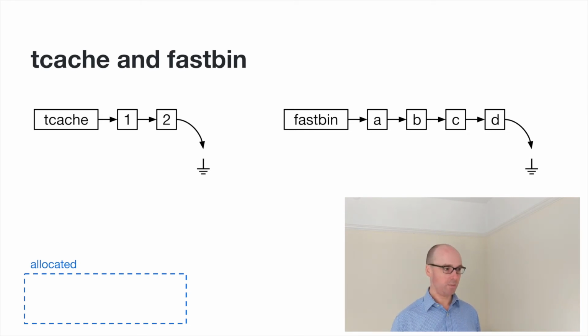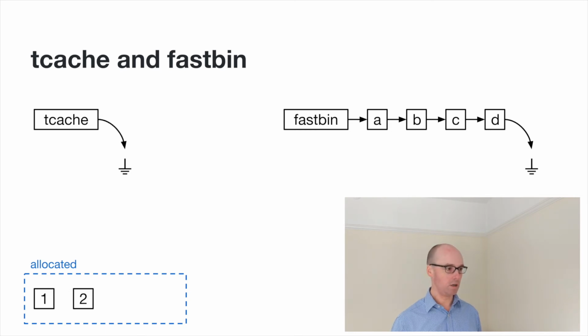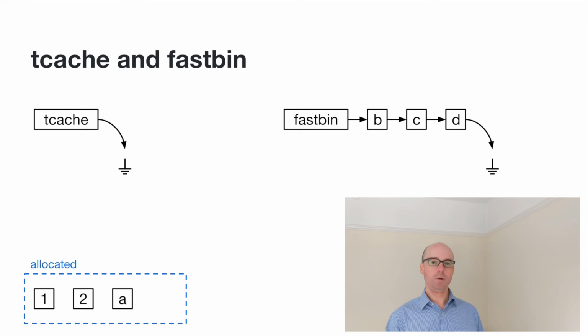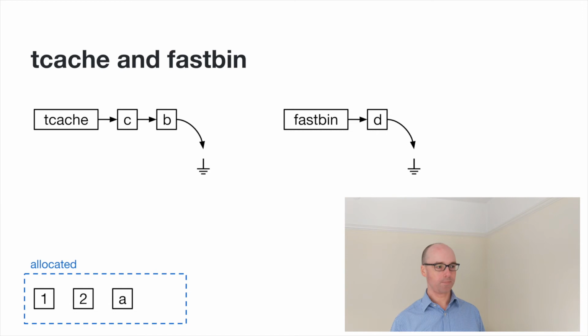Okay, so if we ask for a chunk, then it takes it out of the tcache first. And it will do that until the tcache is empty. So allocate again comes from the tcache. Now, if we ask for another chunk to be allocated, then it comes from the fast bin because the tcache is empty. But then it doesn't just give you back a chunk from the fast bin. That code that I showed you earlier, the effect of that code is it will then try to refill the tcache from the fast bin. So all of these remaining chunks in the fast bin get moved over to the tcache. So that looks like this.